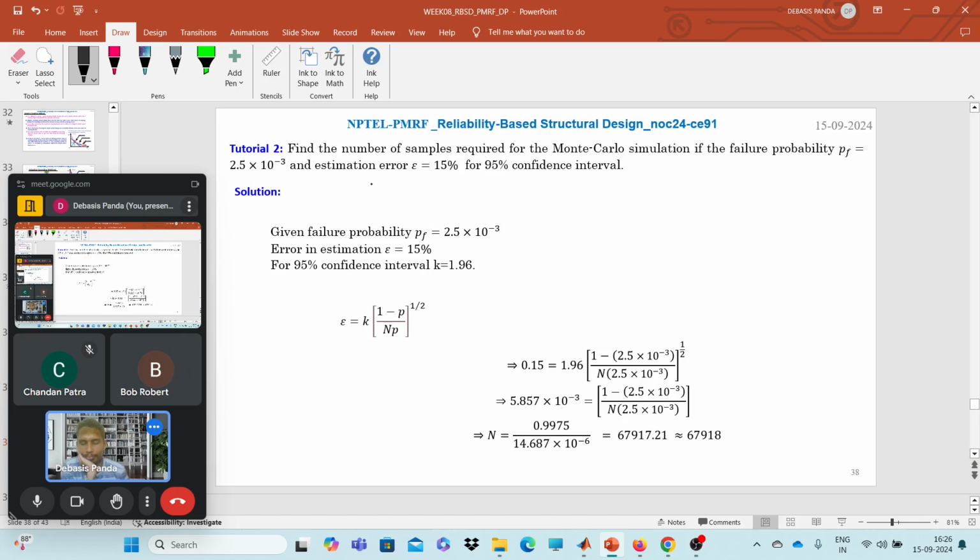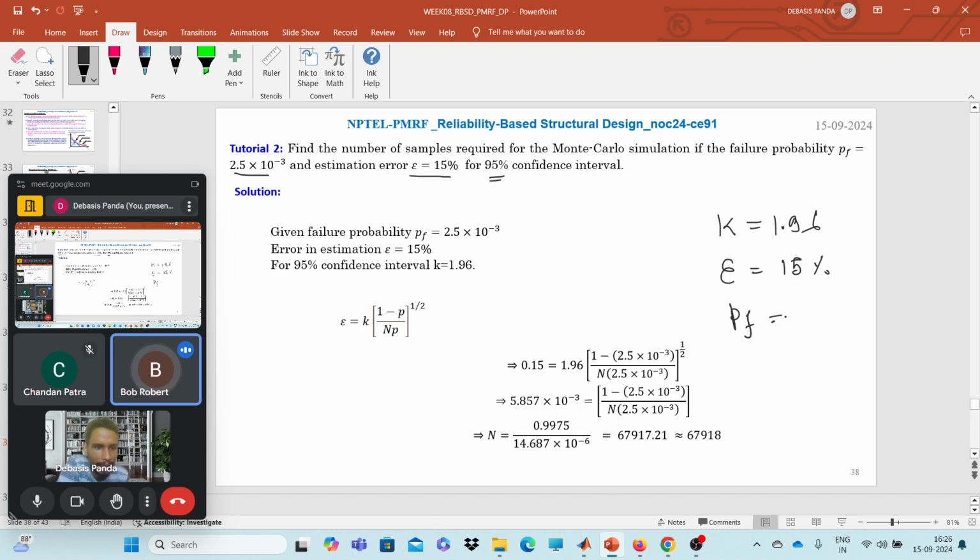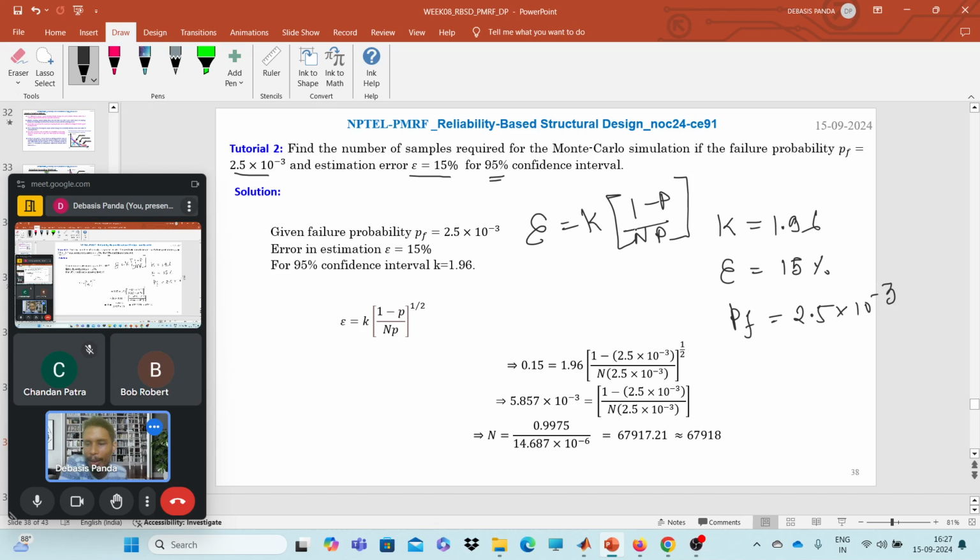Now, second question. Find the number of samples required for the Monte Carlo simulation if the probability of failure is given, and the error rate estimation is 15% for a 95% confidence interval. So for a 95% confidence interval, we know the K value is 1.96. Here the percentage error is given as 15%, and the probability of failure is also given, 2.5 into 10 to the power minus 3. And we have the formula that correlates my error with the confidence interval and probability of failure with random samples. And how do we get this formula? By approximating the indicator function, that means the binomial distribution. Now here we have all the things.